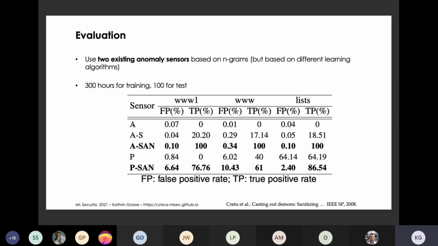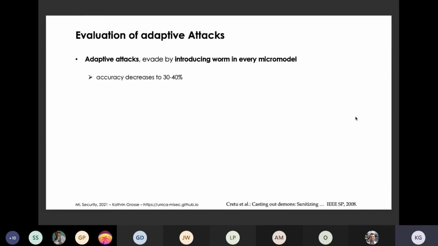And what they do in their evaluation is they plug in 2 existing anomaly sensors. One is this A sensor, and the other one is P. So these are existing works. And what we see is when we sanitize them, the true positive rate is a lot higher, and the false positive rate in these cases is also a little bit higher, but it's still acceptable. And they tested this on 3 data sets. So overall, we can say, okay, this is an intuitive idea, and it seems to work in practice.